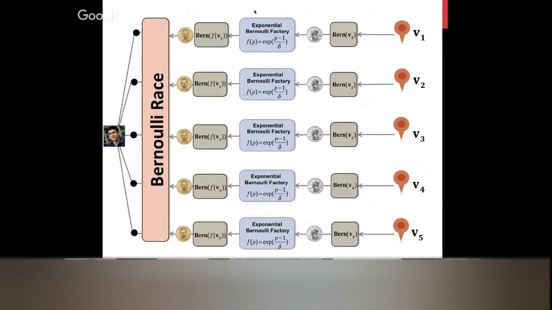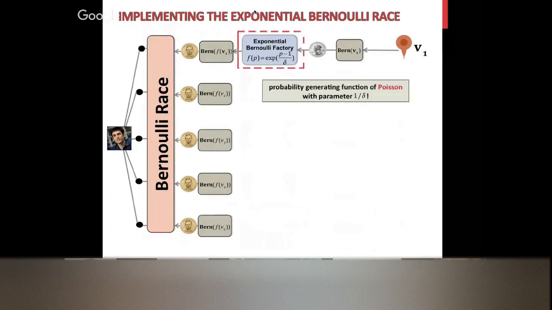Poisson distribution. So the Poisson distribution has probability generating function e to the power p minus 1. And this is essentially what I mean. Okay, so good. Everything is spoiled. This is the probability generating function of a Poisson with parameter 1 over delta.